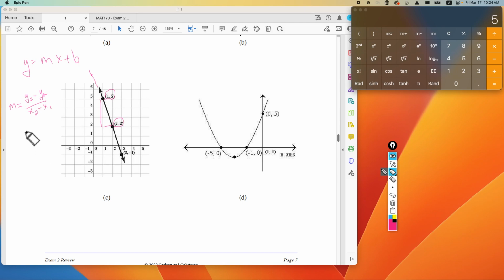Our slope will be 2 minus 5, those are the y values, over 2 minus 1, the x values. So we get negative 3 over positive 1. And we can see that's 1, 2, 3. So we're dropping 3 and running 1. So our equation becomes y equals negative 3x plus b.